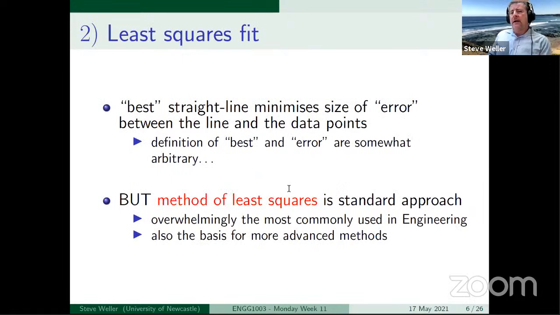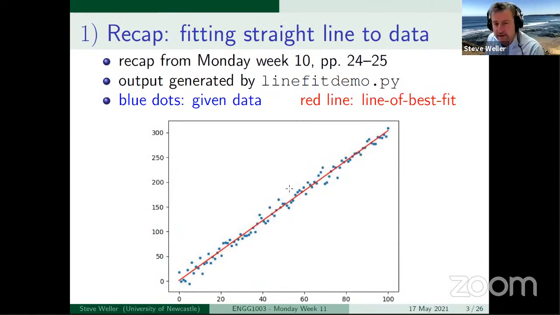Okay, let's turn now to the first question here. The first question was, what defines the line? What defines best? The best straight line is the one that minimizes the size of the error between the line and the data points. So if I back up to this slide, you can see there's some variability, loosely termed, of those dots about the straight line. So the best straight line is the one that minimizes the variability.